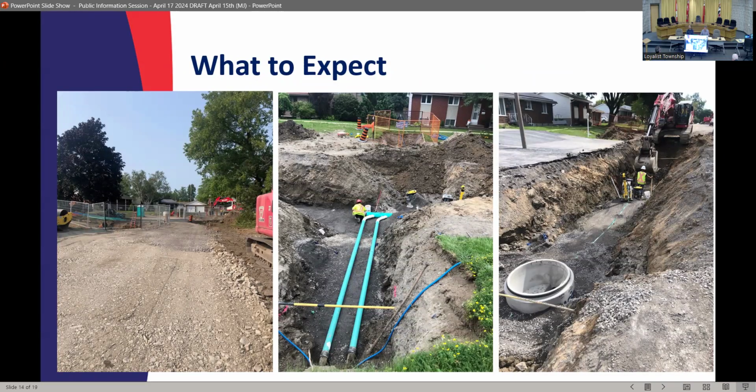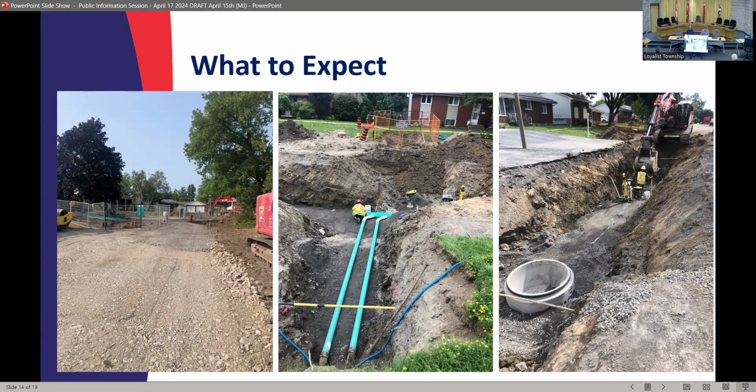So what to expect? Try to illustrate sort of what's going to happen. It will be disruptive. Unfortunately, there's nothing we can do about it. It's that whole omelet eggs thing. But we will make sure that you have access to your property and you are still able to get in and out as you need to.